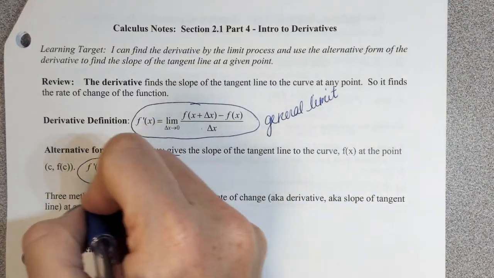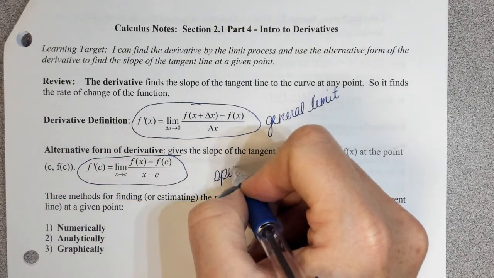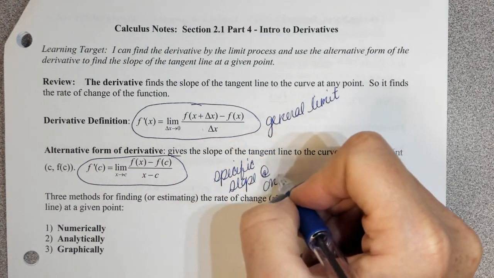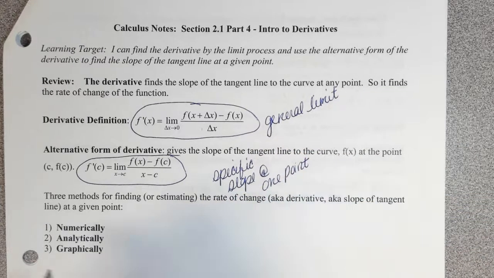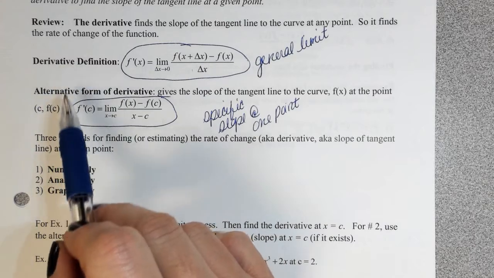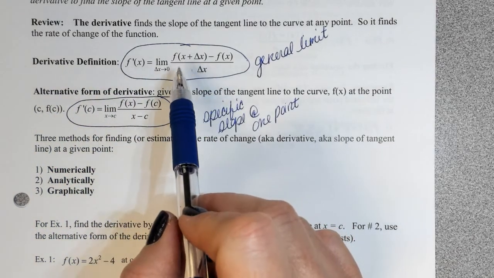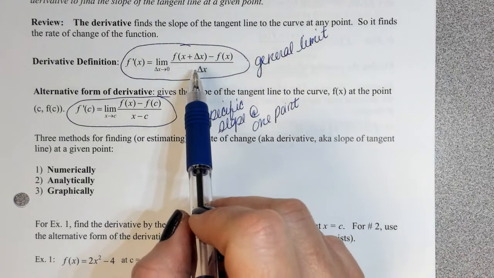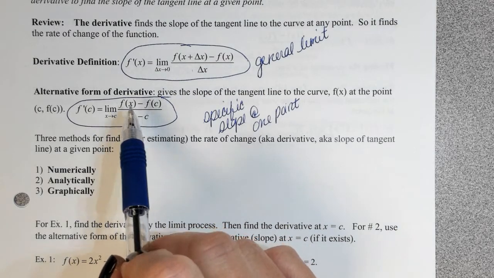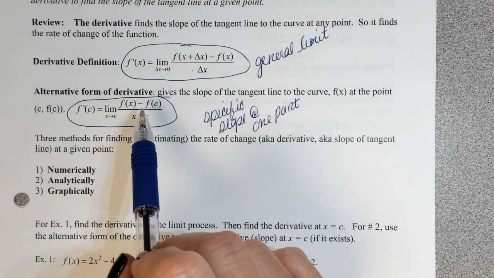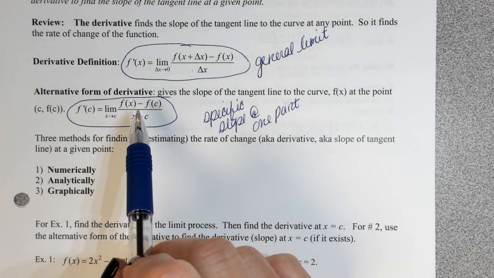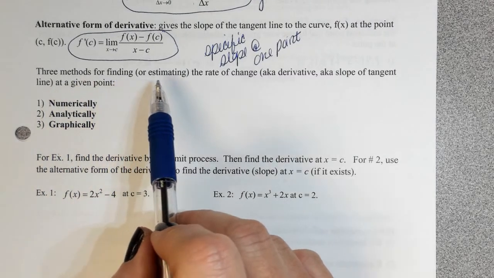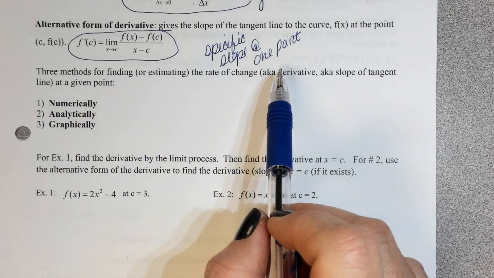And this one is used when we want to find a specific slope at one point. So both of these are really limit processes, but if you want to just find the derivative, you should use this formula here. If you want to find the derivative at a specific point, like 5, 6, 10, 11, whatever, then you can use this alternative form. We talked earlier about the 3 methods for finding or estimating the rate of change, which is also known as the derivative.